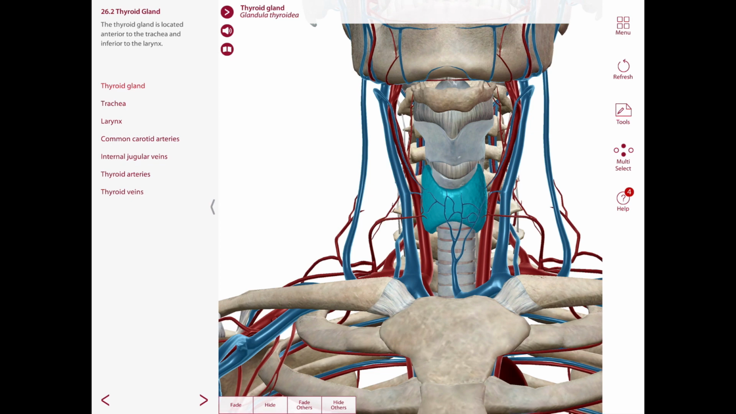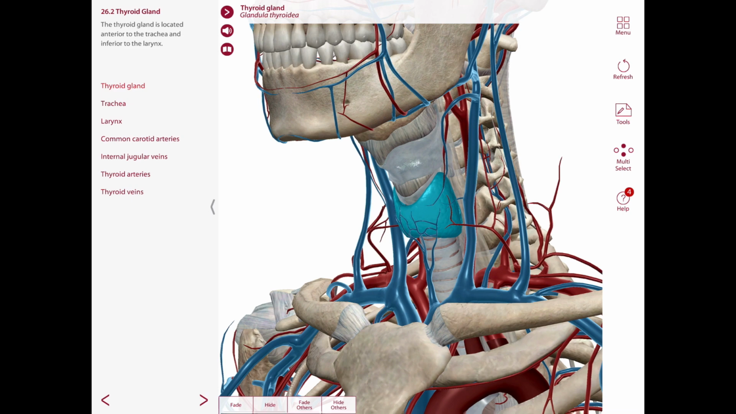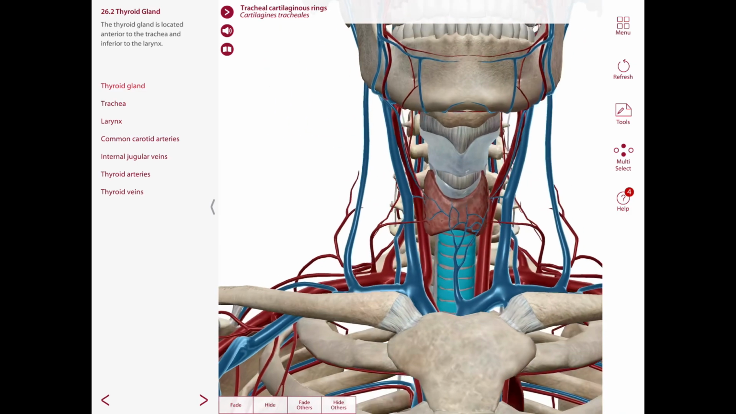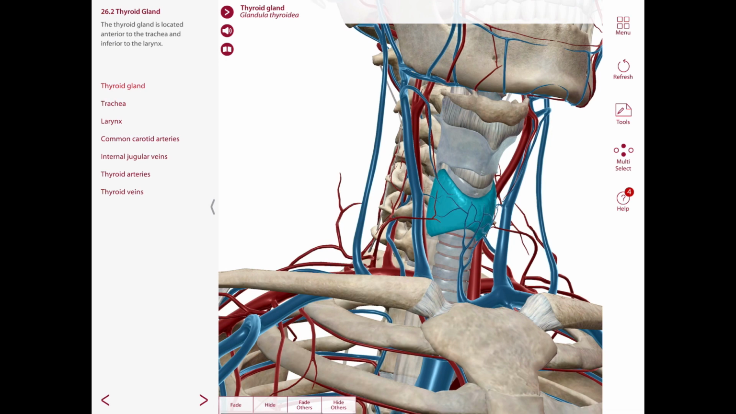These lobes are roughly pear-shaped, and the apex is going to be directed upward, as you can see right here, and it reaches the oblique line of the thyroid cartilage. This is the thyroid cartilage. And the base is directed downward, which reaches the 4th or 5th tracheal cartilages. The isthmus extends across the midline anterior to the 2nd and 3rd tracheal cartilages, and the pyramidal lobe of the thyroid projects upward from the isthmus, usually just to the left of the midline.